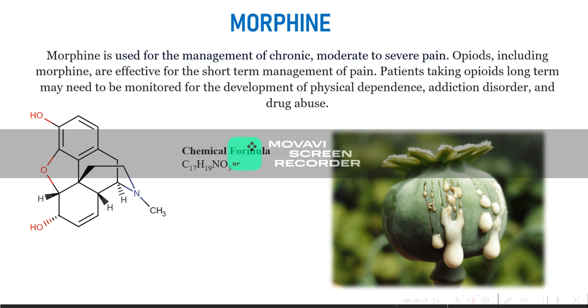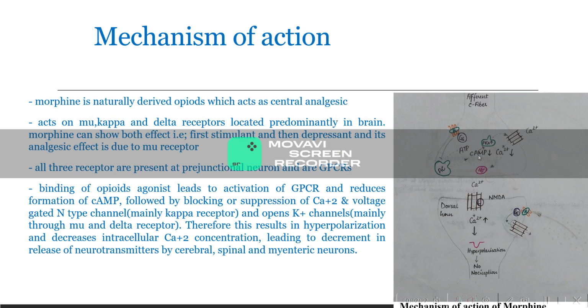This is the chemical structure of morphine, and the chemical formula of morphine is C17H19NO3. Mechanism of action of morphine. First, morphine is a naturally derived opioid which acts as a central analgesic.